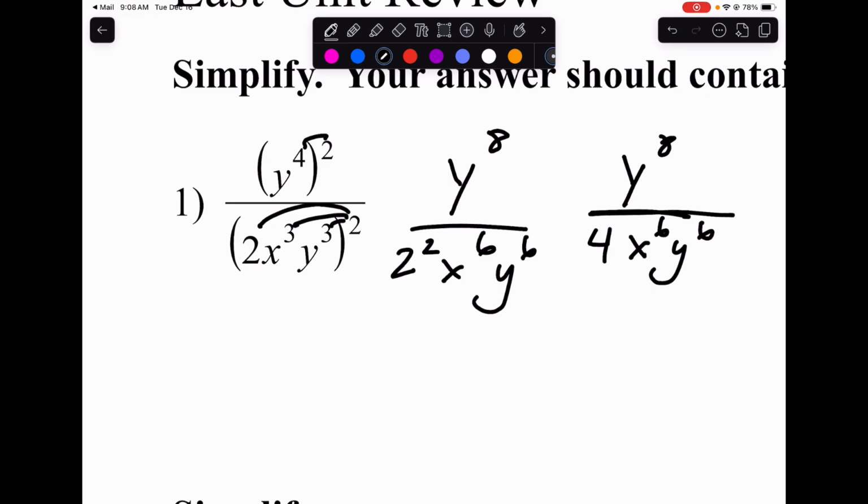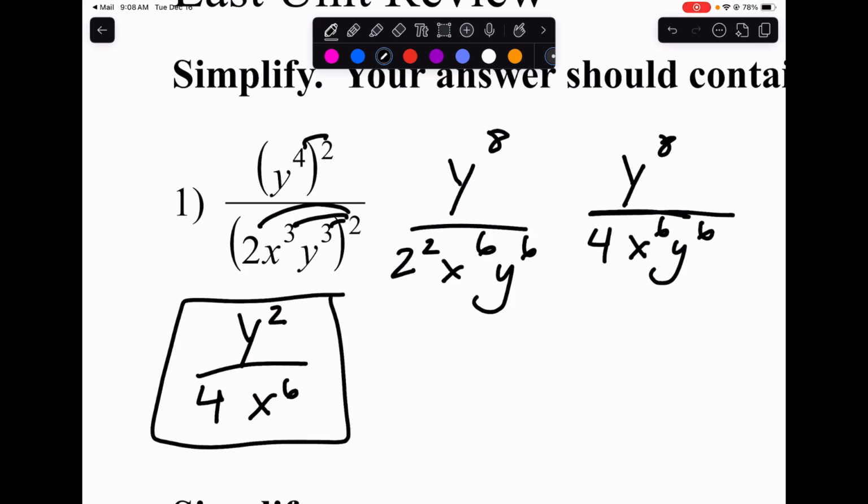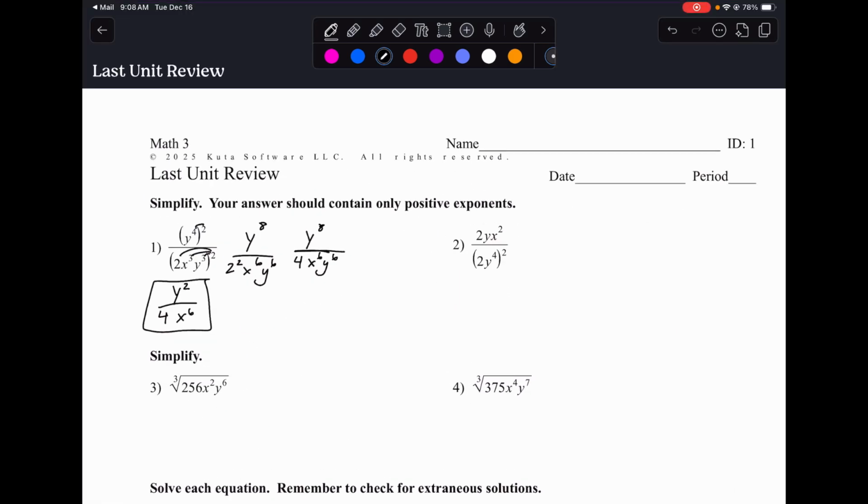And I have y's on top and bottom, so I have to simplify those. I have more y's on top, so I'm going to have y's left on top. I have 2 more y's on top, so I end up with y squared all over 4x to the power of 6.